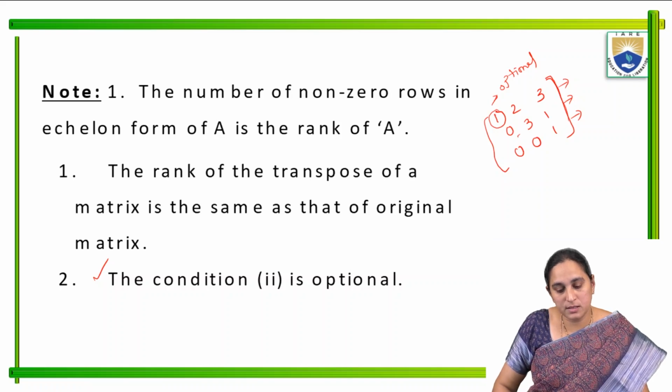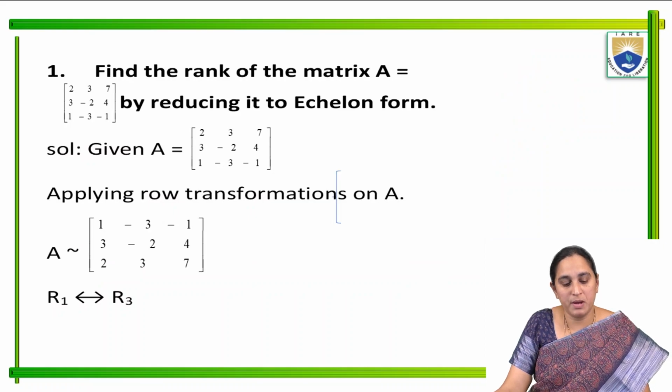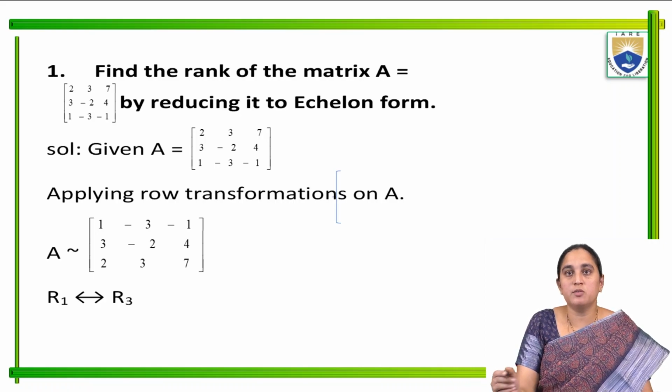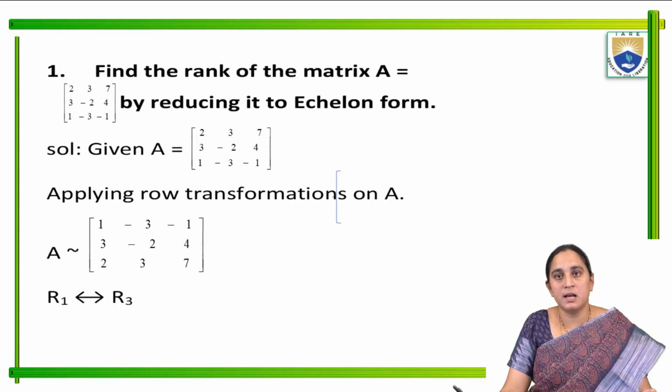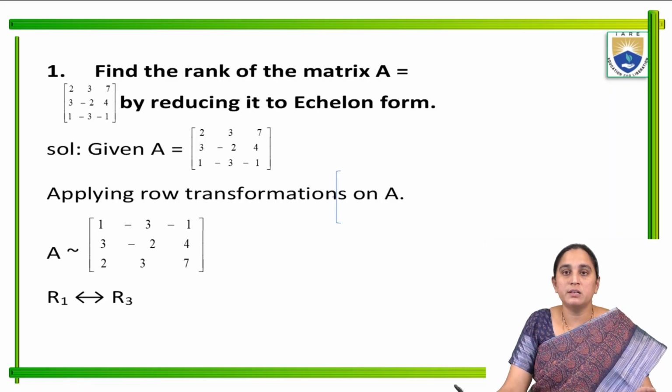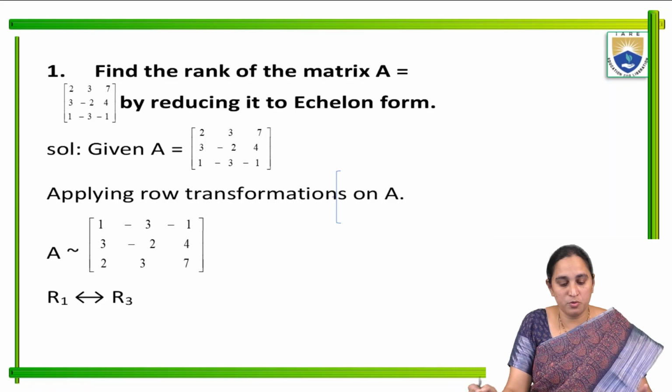Okay, I'll give one example for that. Find the rank of a matrix [2, 3, 7; 3, -2, 4; 1, -3, -1] by reducing it to echelon form. What's the concept of the echelon form? Reducing the matrix to upper triangular form with respect to the row operations.